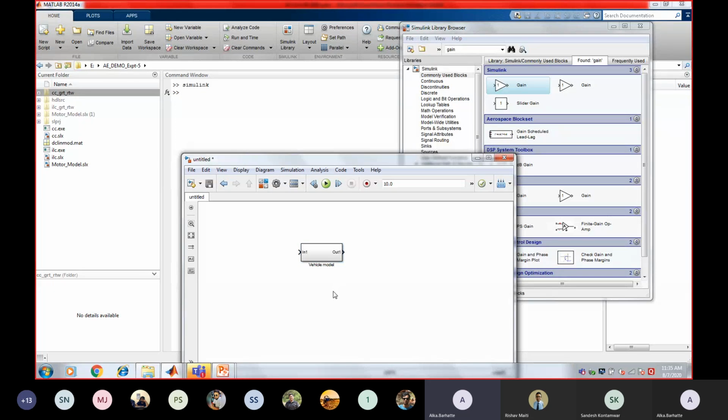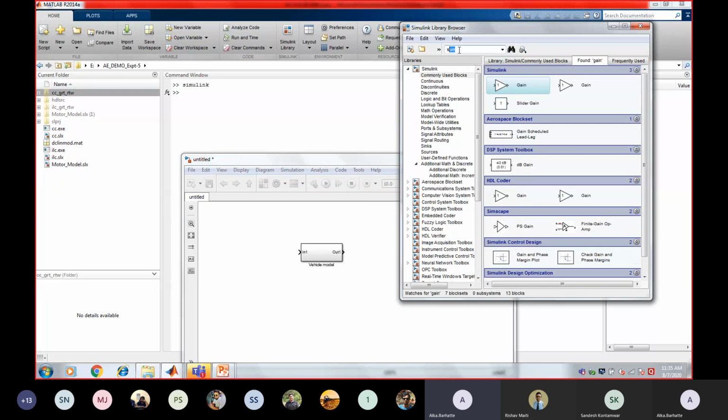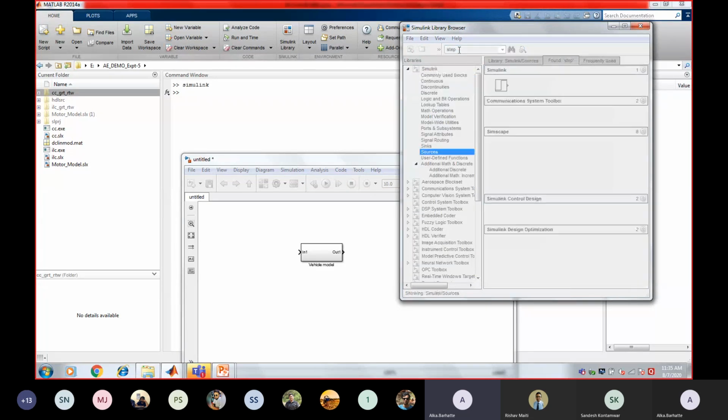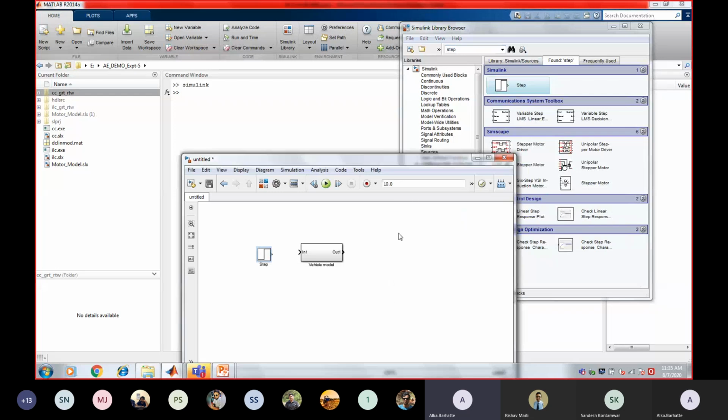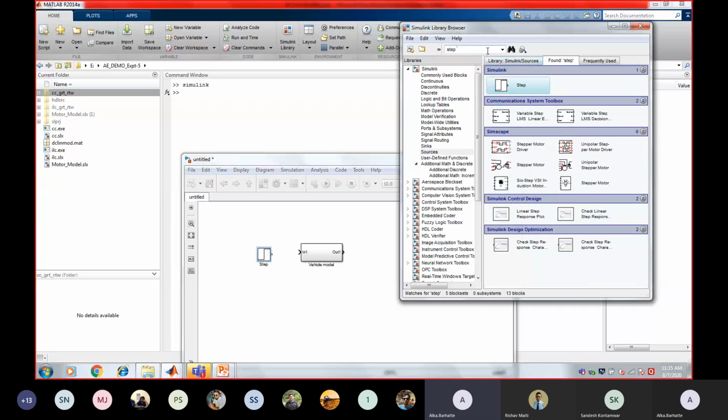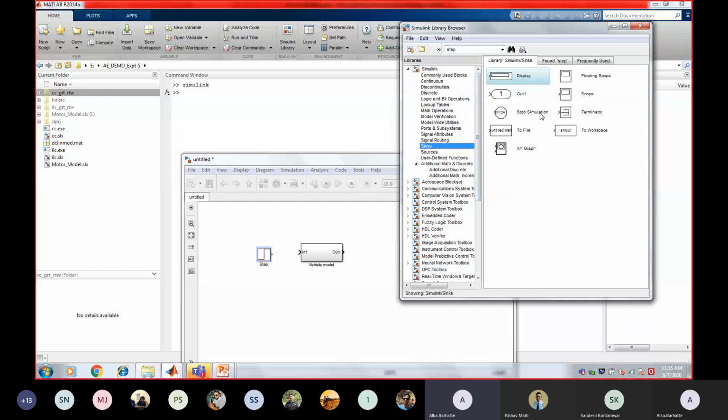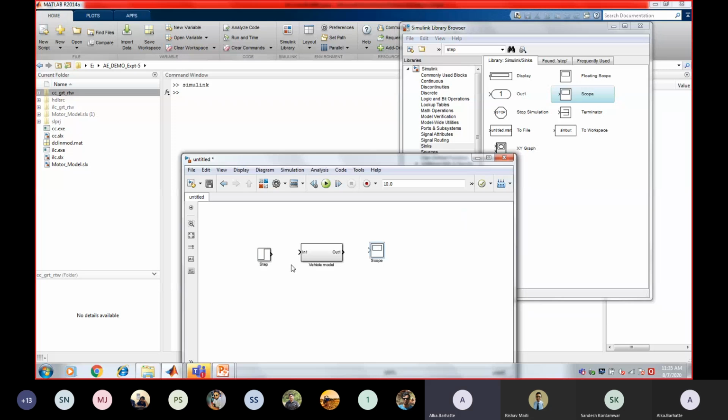Now for this vehicle model, I'll apply this step input function, and the output we will observe on the scope. You can use the floating scope or this scope. I'll put this step input representing the throttle angle. Based on that throttle angle, your gain will be set, representing force to the vehicle, to your transfer function. That transfer function is representing the system.